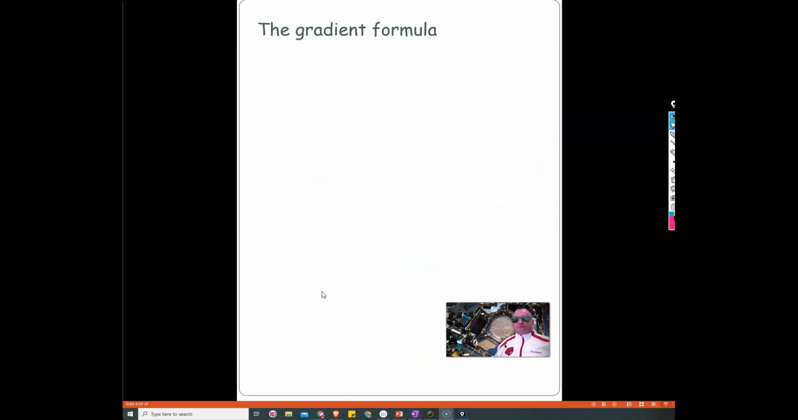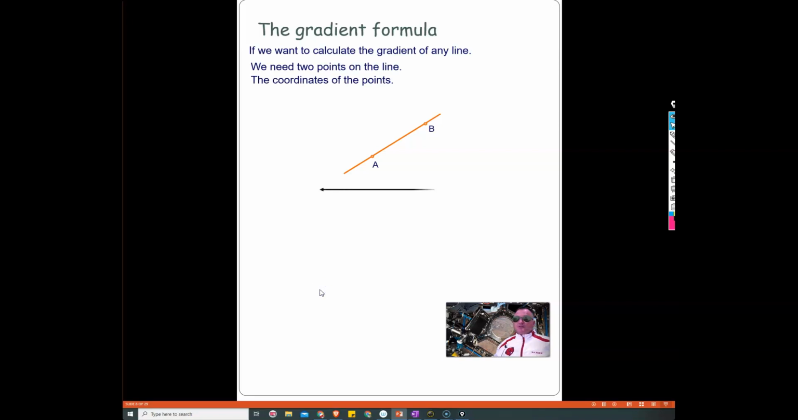The gradient formula is the same as the slope formula. It's the same thing. Gradient and slope are the same thing. So to calculate the gradient of any line, you need 2 points. That's the minimum ingredients. You need to know the coordinates of the 2 points, so their x coordinate and their y coordinate. So the coordinates of 1 we refer to as x sub 1, y sub 1. That just means the x coordinate of the first point and the y coordinate of the first point. This would be the x coordinate of the second point and the y coordinate of the second point.